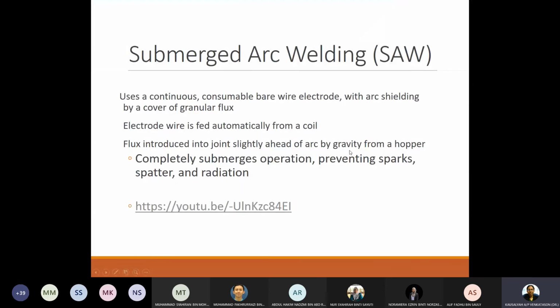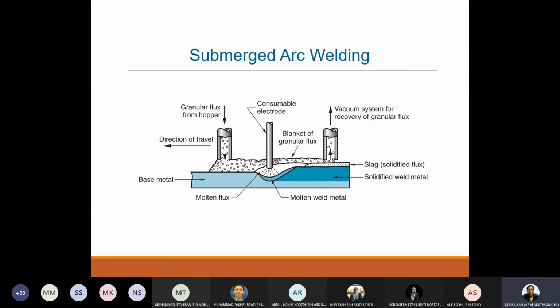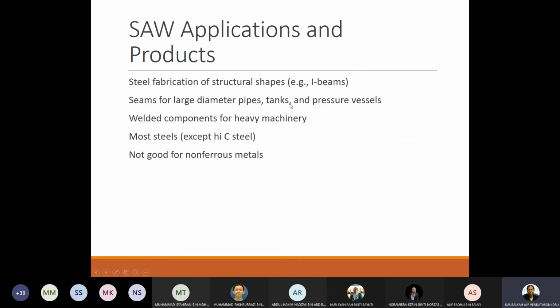Okay, so that was submerged arc welding. Basically, it uses the arc welding process, and what happens is the flux is poured in as a granule externally. Okay, the schematic diagram.